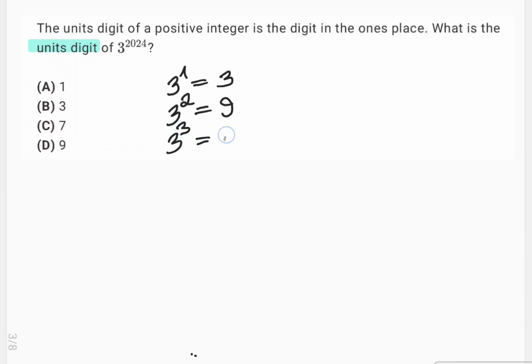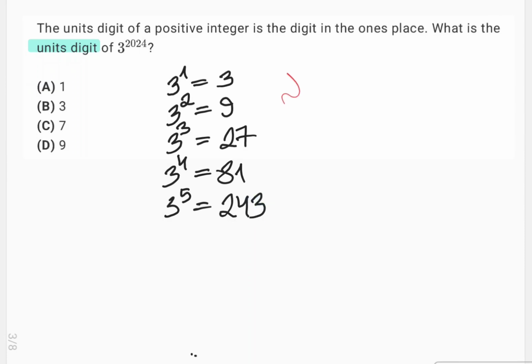Units digit is 9. 3 to the power of 3 equals 27. Units digit is 7. 3 to the power of 4 equals 81. Units digit is 1. 3 to the power of 5 equals 243. Units digit is 3. Notice the pattern.